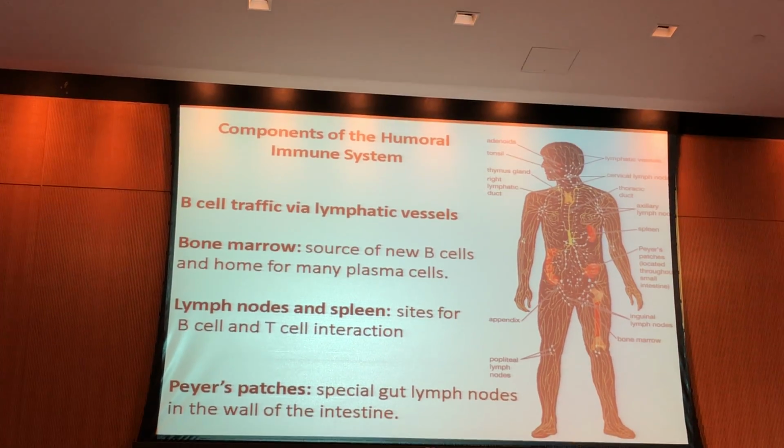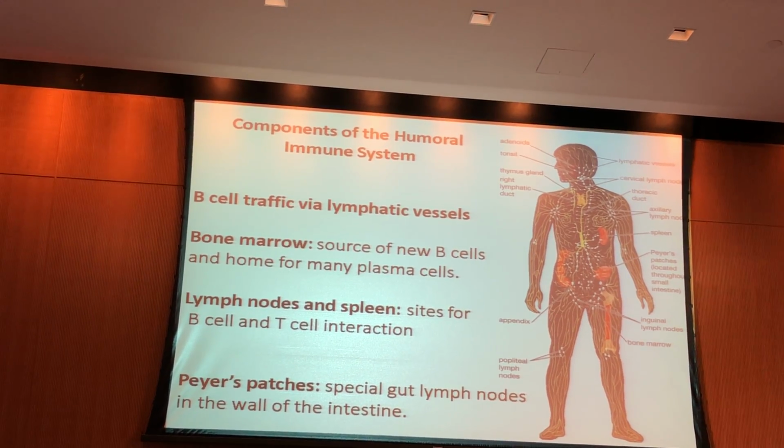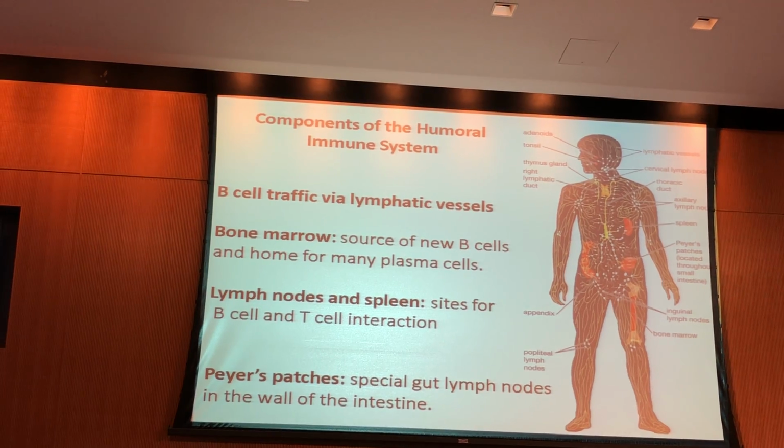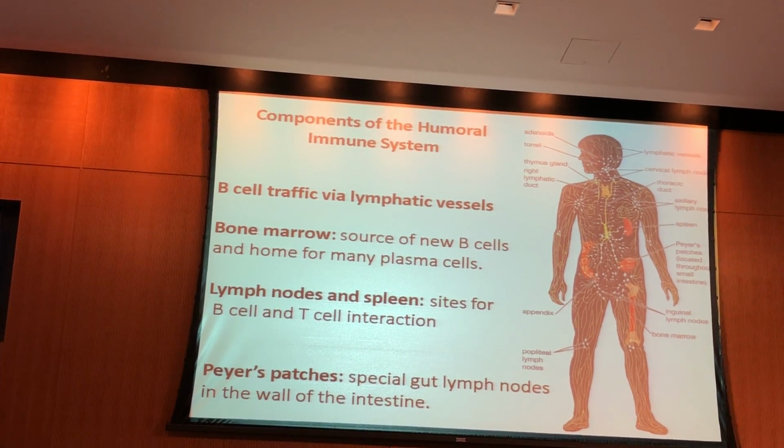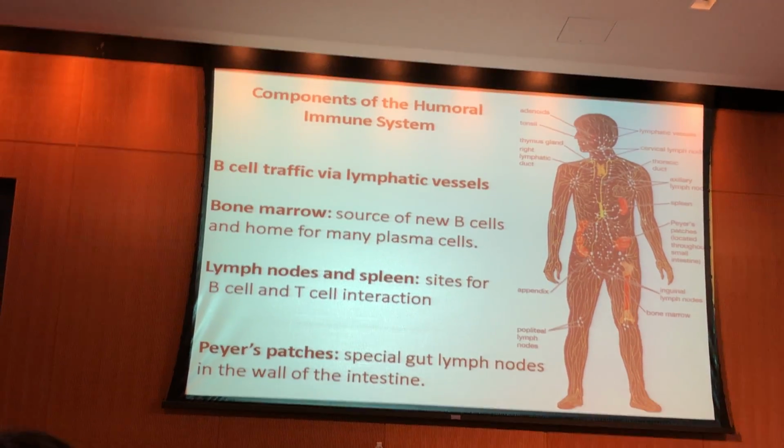And then they also come from the bone marrow. That's where new B cells come from, are born and go out into the blood. And then it's also the home for many plasma cells that are part of your long-term immune memory.